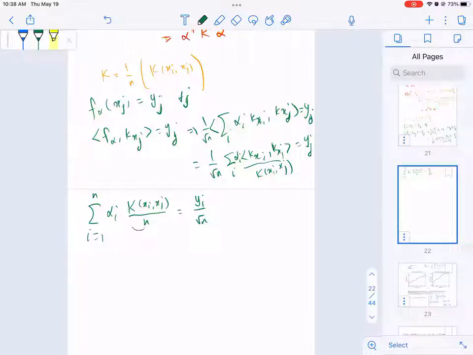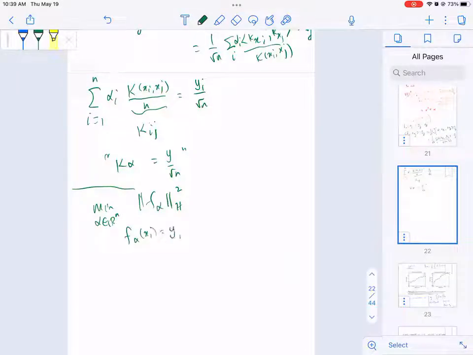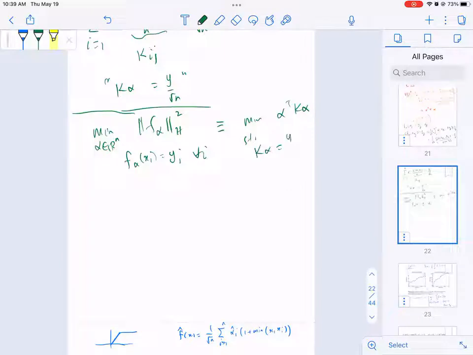So what is this? This is like the i-th row of, basically K_ij, the i-th element of the kernel matrix, right? So what we're saying is, because K is symmetric, this is like K alpha is equal to y over root n, by symmetry. Okay, so what we are saying is that the problem reduces to minimizing over these functions where alpha is in R^n, such that f_alpha(x_i) is equal to y_i for all i, and this is equivalent to minimizing alpha transpose K alpha, because that's the Hilbert norm squared, subject to K alpha equal y over root n. Okay.